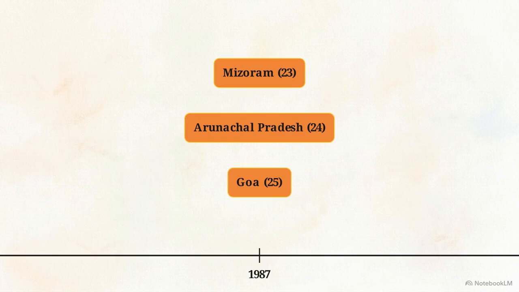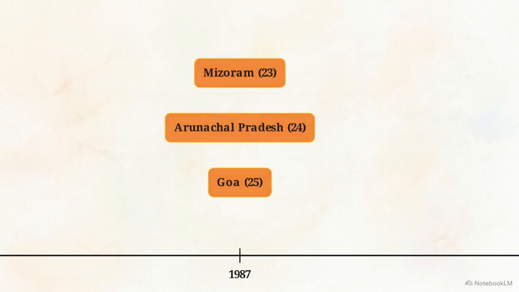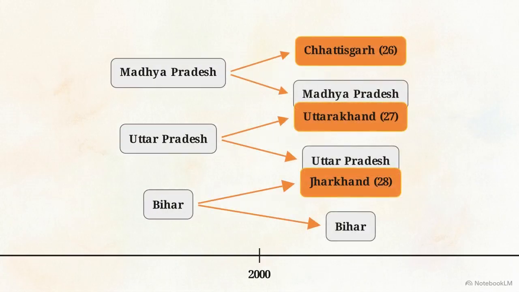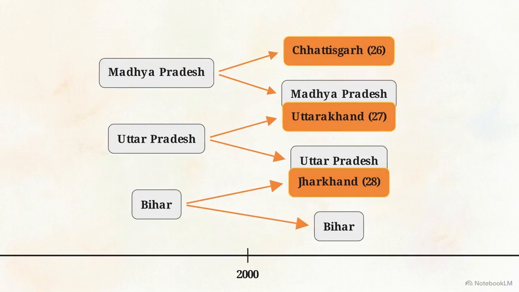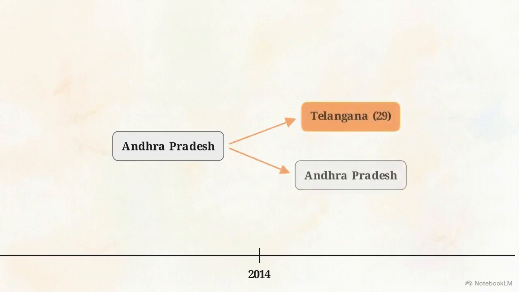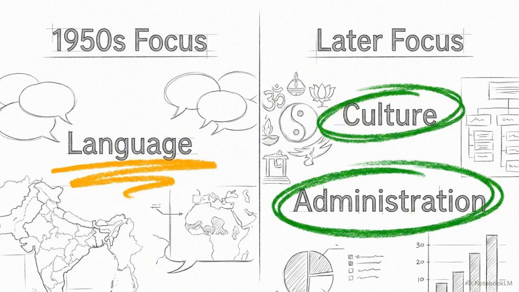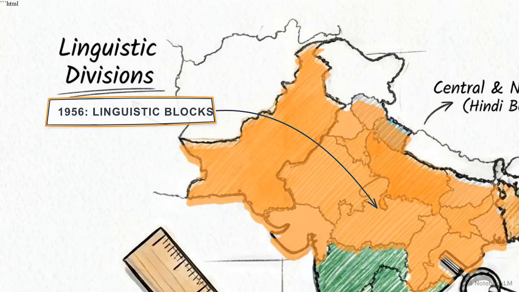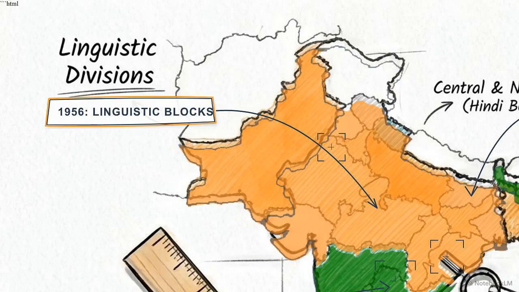Following the elevation of Mizoram, Arunachal Pradesh, and Goa in the late 80s, the year 2000 saw 3 more states created on the mainland: Chhattisgarh, Uttarakhand, and Jharkhand. This specific era of state creation concludes in 2014, when the Andhra Pradesh Reorganization Act bifurcated the state to create Telangana. Notice how the drivers for change shifted over time. The large-scale linguistic reorganizations of the 50s gave way to smaller-scale changes based on administrative convenience and cultural identity in later decades.